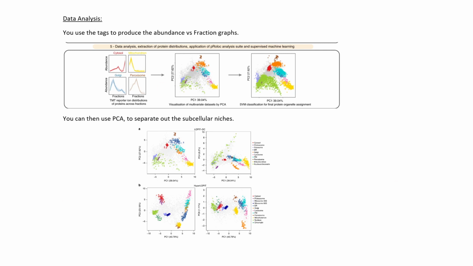And then let's say you want to predict the localization of a novel protein, and you see that your novel protein lands over here. Then this is clustered around nucleus chromatin, so you can predict that this protein is localized in the nucleus.